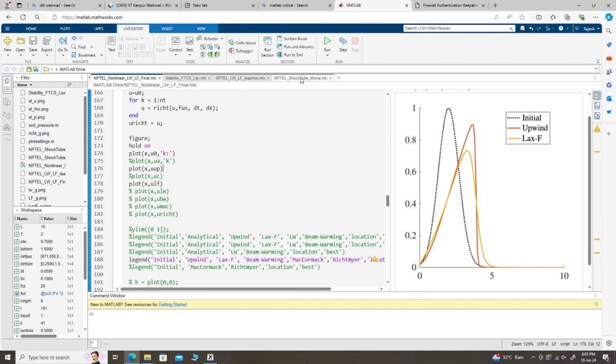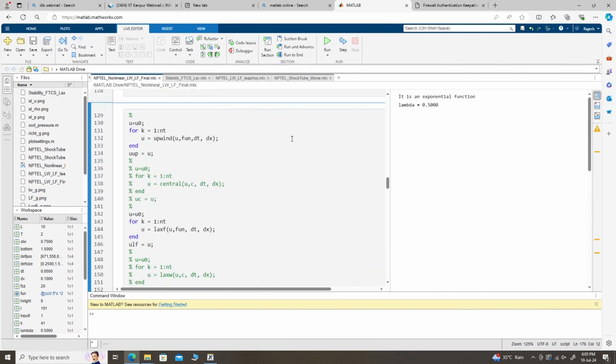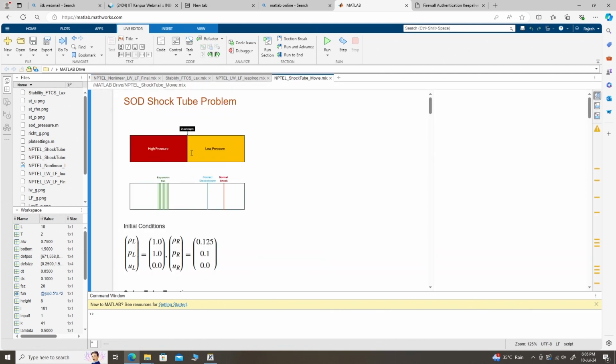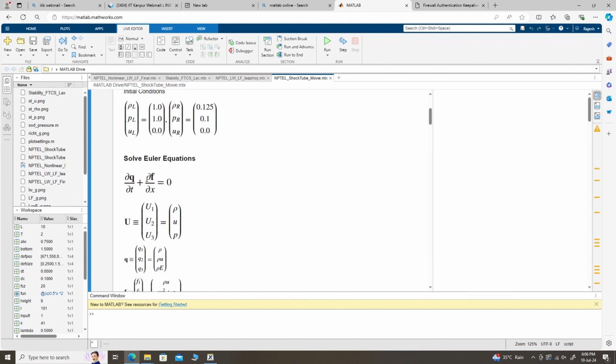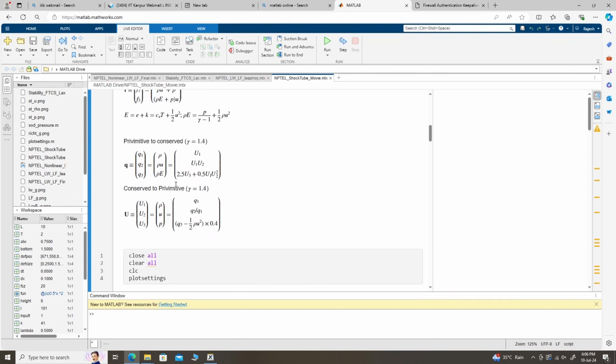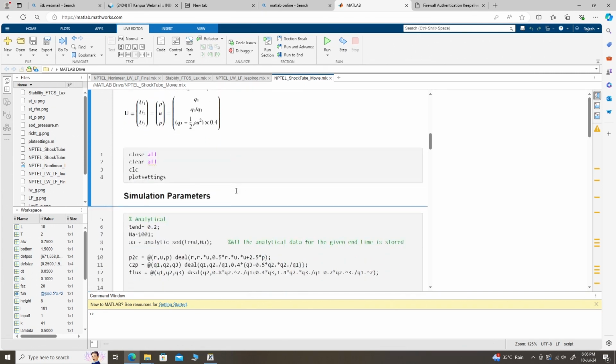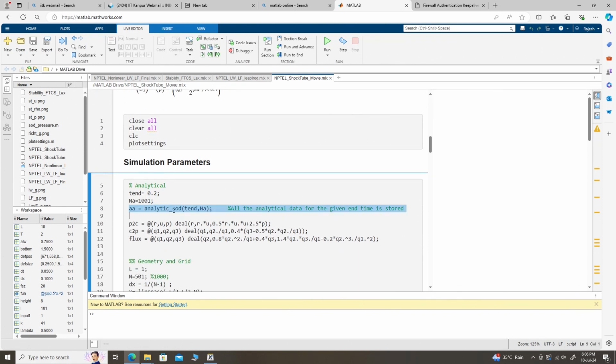With this understanding, you can use a function instead of the speed of sound, the convection speed. Now, let us try to solve the shock tube problem. This is our shock tube problem, with high pressure and low pressure, and this is the initial condition. On the left hand side we put rho L, PL and UL, and on the right hand side rho R, PR and UR. And we are solving the Euler equations that we have discussed earlier. These are the formulas for primitive to conserved, conserved to primitive, and similarly for calculating flux. This is the line for calculating it using the analytical approach.